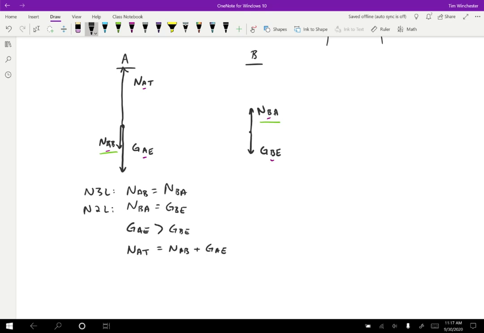Okay, so now I can do the final ranking. I know NAT is the biggest because it's NAB and GAE together. So it's bigger than GAE. And I know that GAE is bigger than GBE. But I know GBE is the same size as NBA and NAB. Okay, so this is a complete ranking of the five forces that are present in this problem.